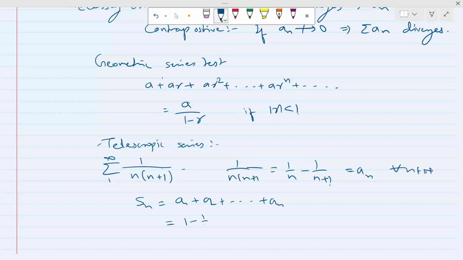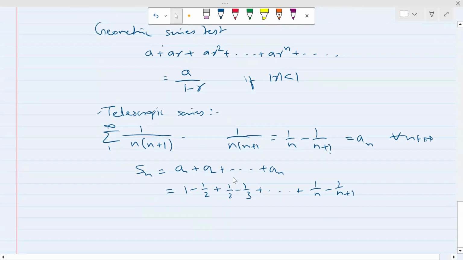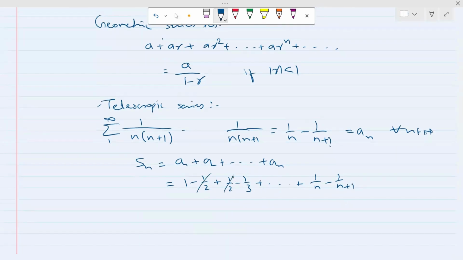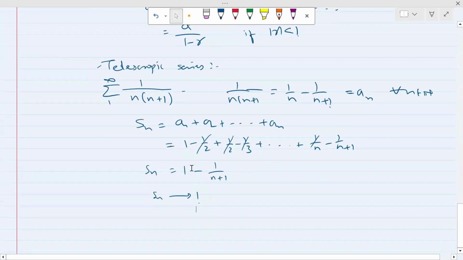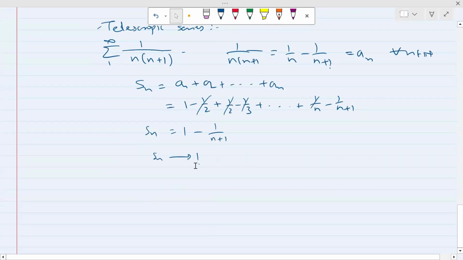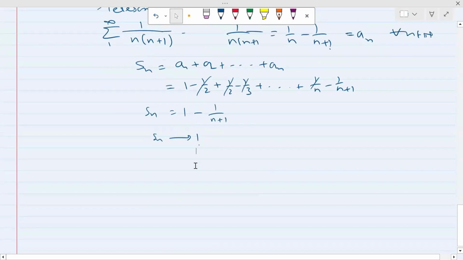What you will get? 1 minus 1 upon 2 plus 1 upon 2 minus 1 upon 3 up to 1 upon n minus 1 upon n plus 1. Due to the telescoping nature, the in-between terms all get cancelled and we survive with only the first term and the last term. And then we observe Sn goes to 1. So by definition, the sequence of partial sums converges. So your series also converges, and the sum of the series is the limit of the sequence of partial sums.